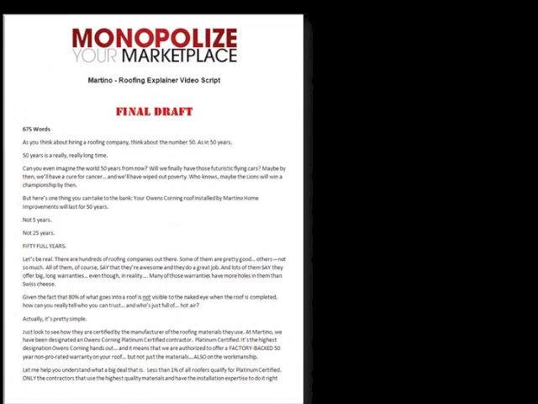But here's one thing you can take to your bank: that your Owens Corning roof installed by Martino Home Improvement will last for 50 years, not 5 years, not 25 years, 50 full years. Let's be real. There are hundreds of roofing companies out there, some of them pretty good, others not so much.